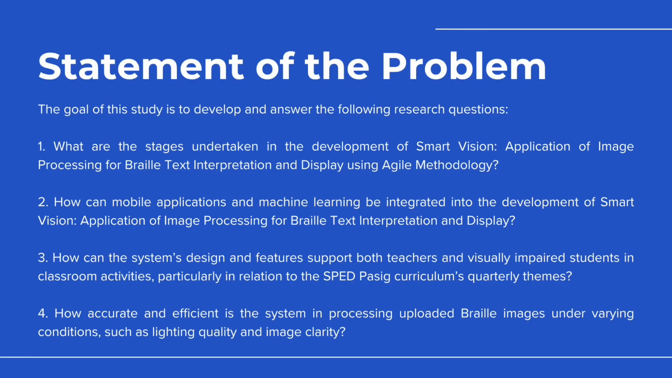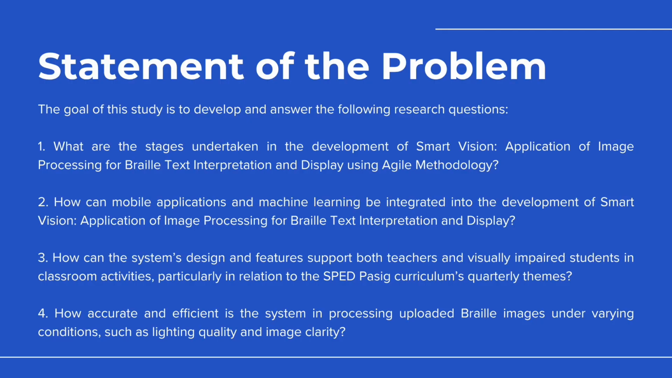Statement of the problem. The goal of this study is to develop and answer the following research questions. The first statement of the problem is, what are the stages undertaken in the development of smart vision application of image processing for Braille text interpretation and display using agile methodology? Next, how can mobile applications and machine learning be integrated into the development of smart vision application of image processing for Braille text interpretation and display?